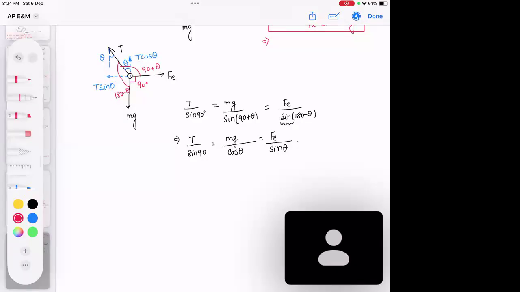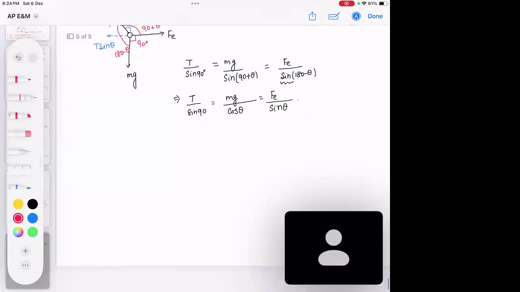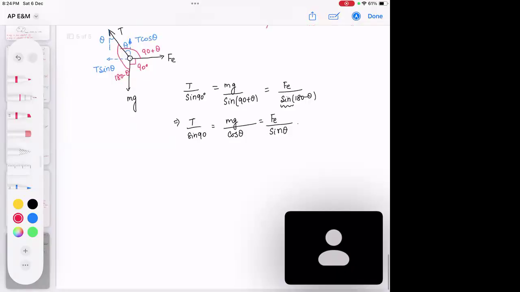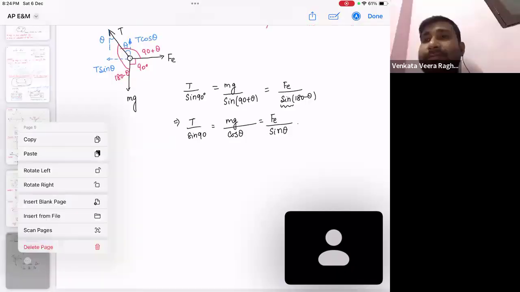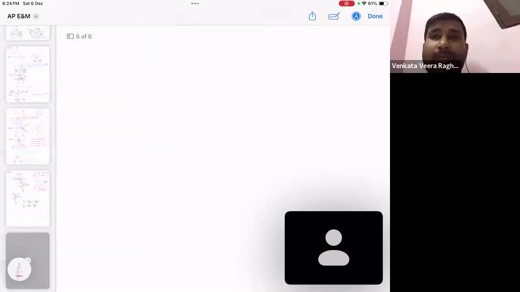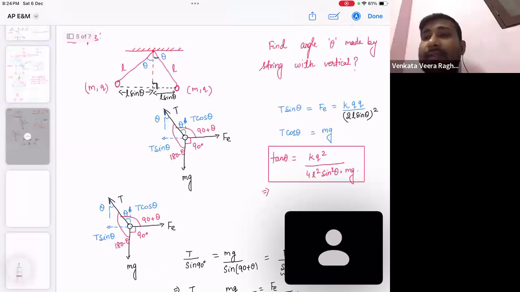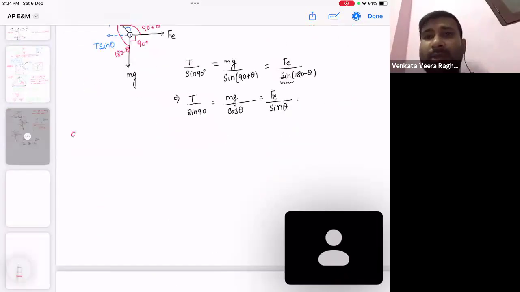Yes, sir. Now, just two more questions, then all these questions on electric force calculation will be done. Two more examples, I'm just going to take. These two are also very common examples.